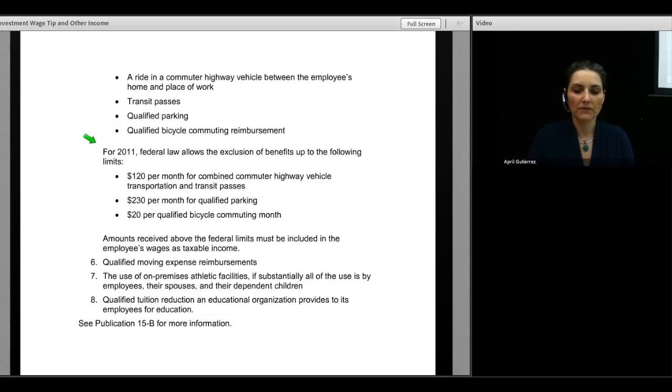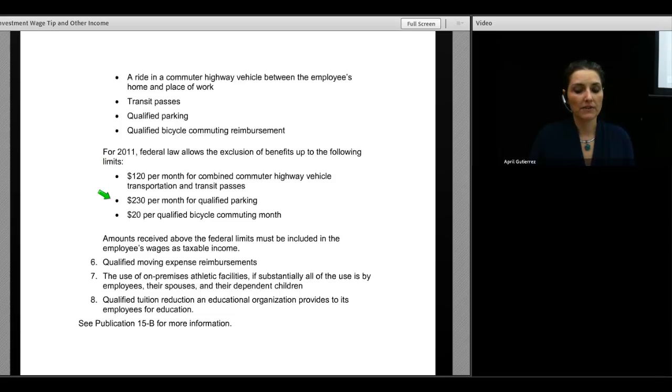For 2011, federal law allows the exclusion of benefits up to the following limits: $120 per month for combined commuter highway vehicle transportation and transit passes. So what this is saying is if you have an employer who gives their employees transit passes to take mass transit to work, the employer can give it to the employee as a tax-free fringe benefit as long as the cost is $120 per month or less. If the cost is more, and let's just say it costs $200 a month for the employer to give you that transit pass, then the $80 difference has to be grossed up in your W-2.